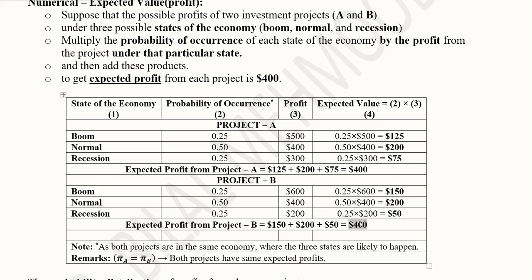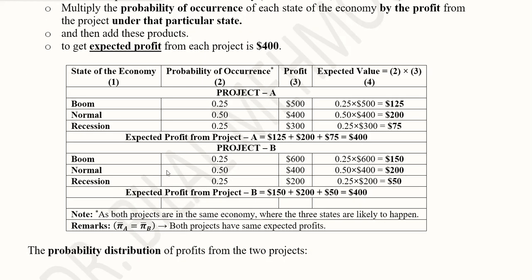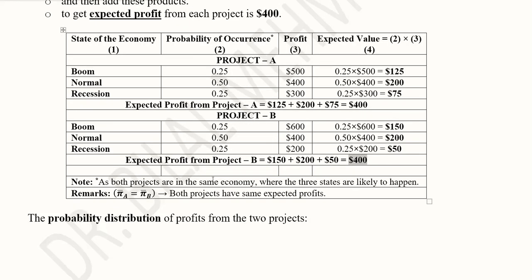So it is a coincidence. It is not necessary that the expected profits of the two projects will always be the same. It is just a coincidence. So we will be indifferent between these two using the criterion of the expected profit. If there was a difference between the two values, definitely it would have become easier. For example, if it was 500, then project A would have been preferred.